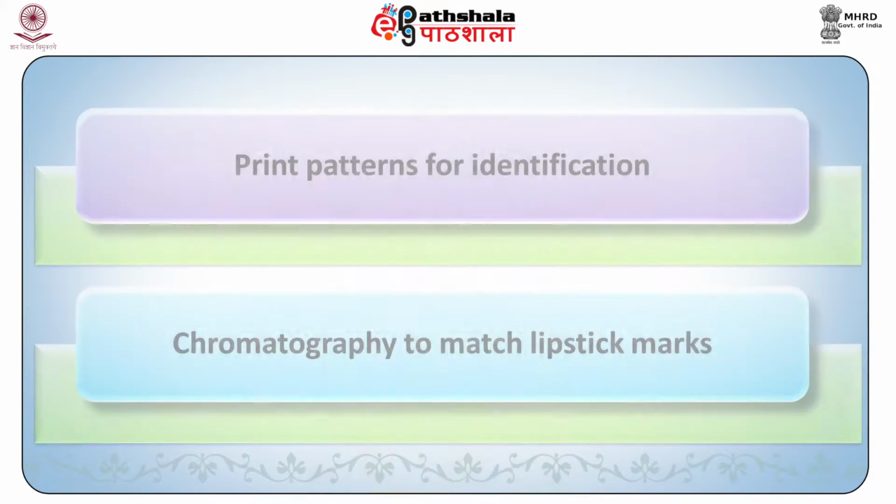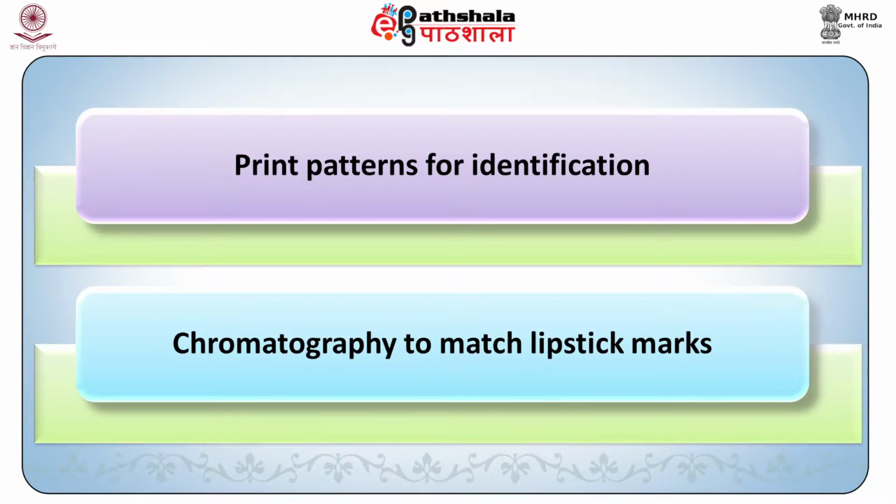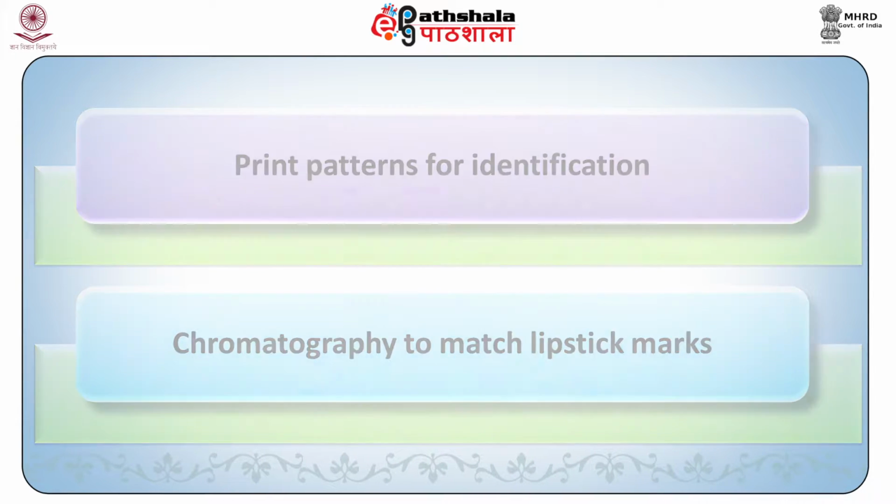There are two ways of possibly using lip print, that is the print pattern for identification and the chromatography to match lipstick marks. Identification plays a major role in any crime investigation. The shape of creases on the lips has distinct features like fingerprints. Chiloscopy is a forensic investigation method that deals with identification of humans depending upon the lip traces.